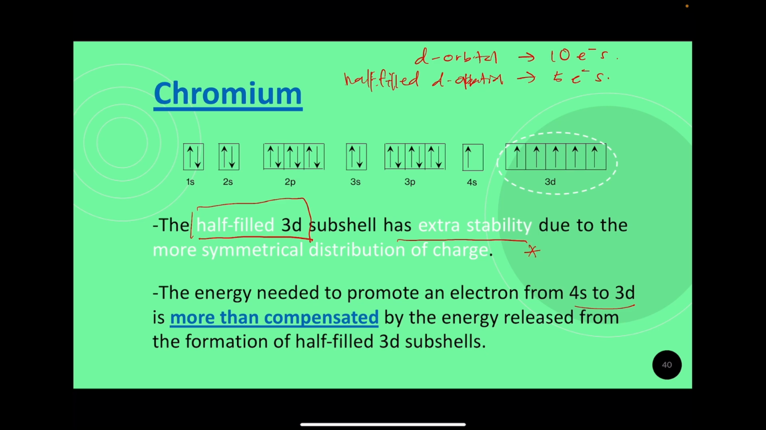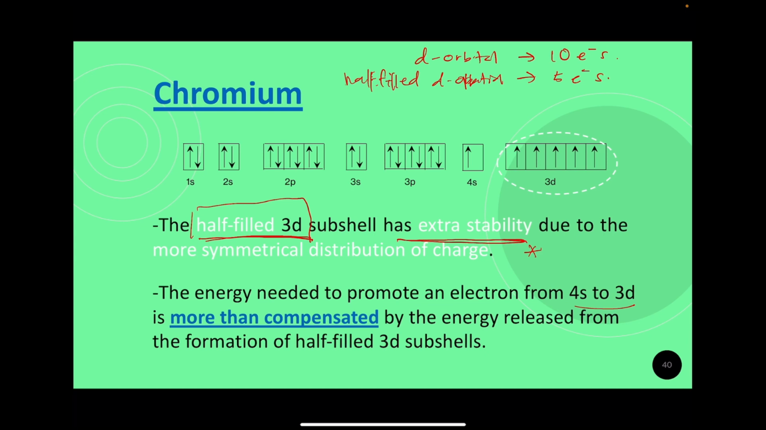So this is the key point when they ask this question in the exam. Maybe in the exam question, they ask, why does chromium have a half-filled 3d orbital? Why does chromium have a half-filled 3d orbital and 4s has only one electron? Because the half-filled 3d orbital will give extra stability to the electron arrangement in chromium compared to the normal one. That is the answer.